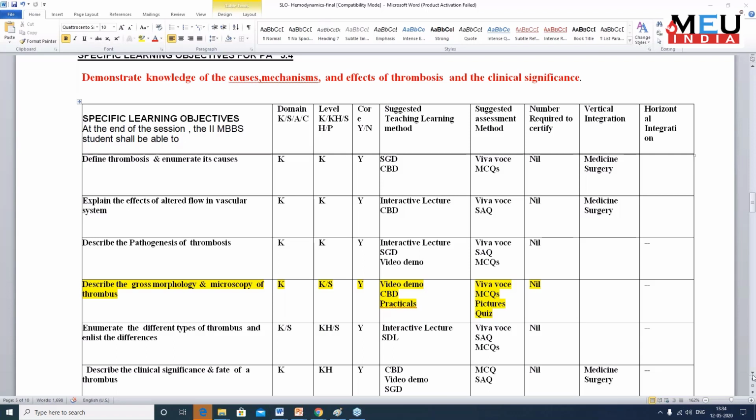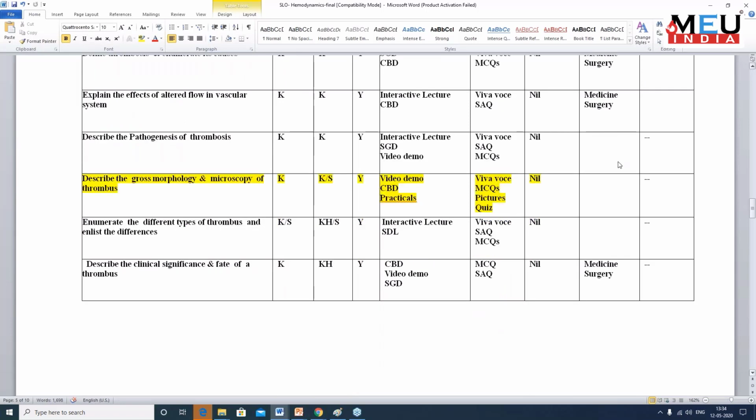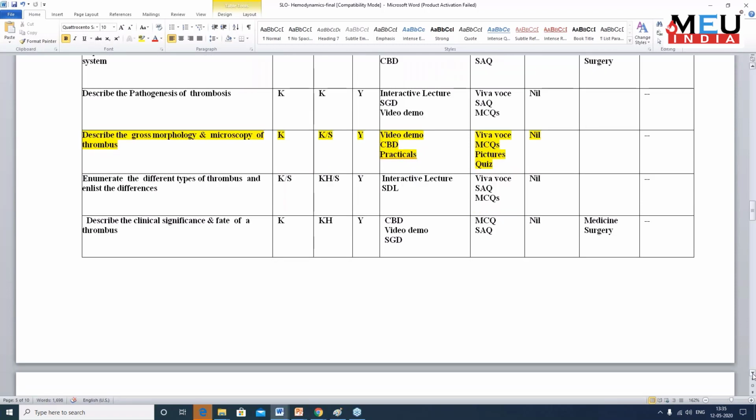Okay. Anybody else? Yes, please continue. So the next component is to enumerate the different types of thrombus and enlist their differences. This can be an SDL, not necessarily an interactive lecture, just so that the student is able to better understand. If they have any doubts, they can come back to us. This can be an SDL, and we can assess it based on viva voce or MCQs or short essay answers.